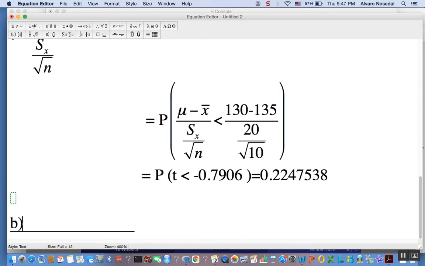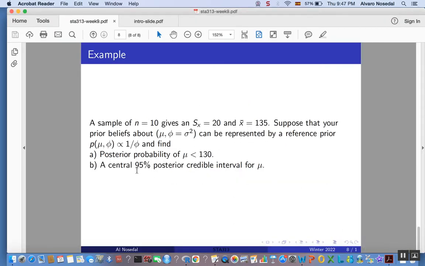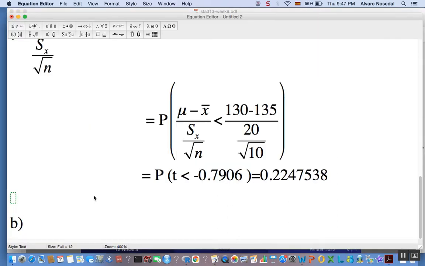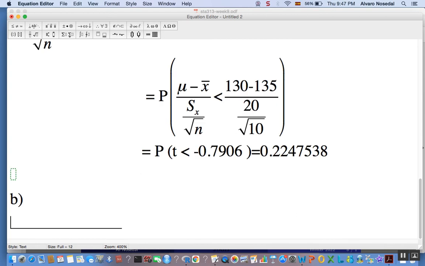For part B, what we want to do is construct a central 95% posterior credible interval. Why do we say central? Because, for instance, we could evaluate the CDF up to a point where we have 95% probability, right? But that is not exactly what we want. What we want is something like this. So we're being very, very specific, right? So what we want is to have something like this.